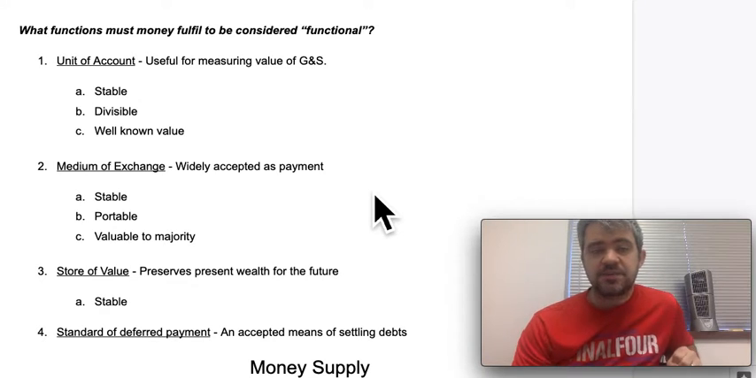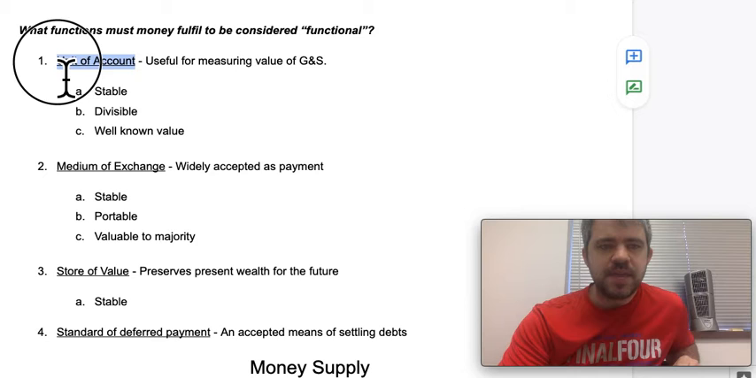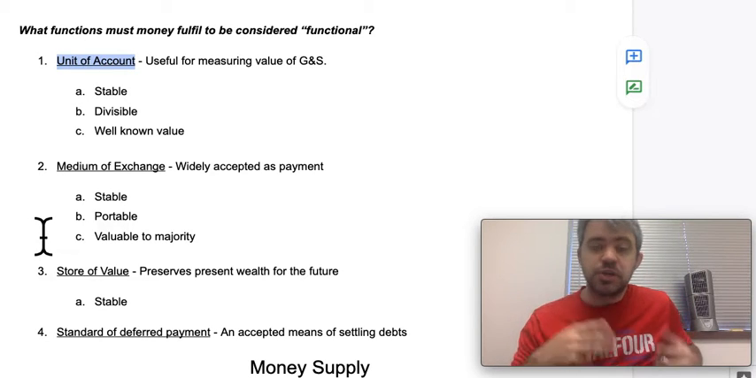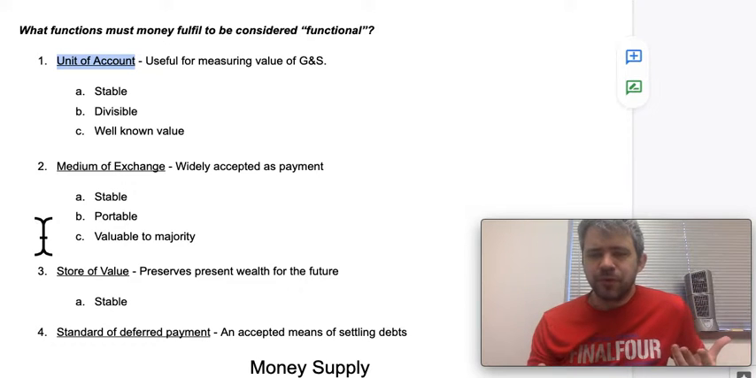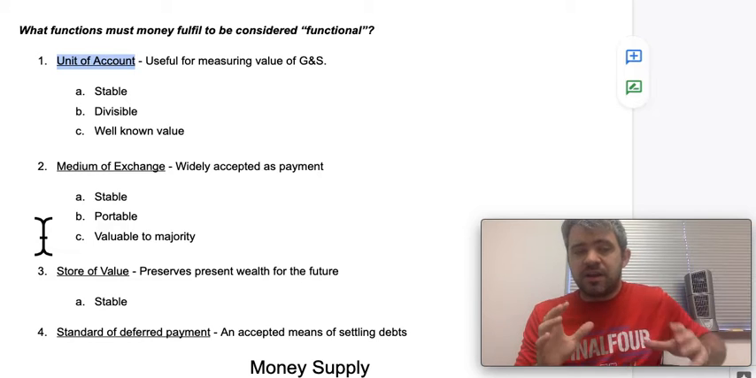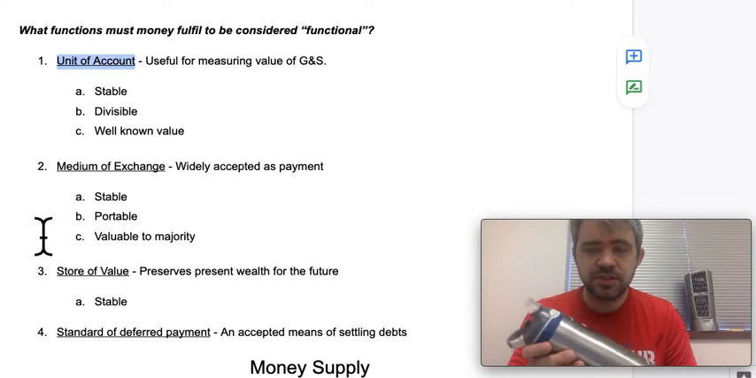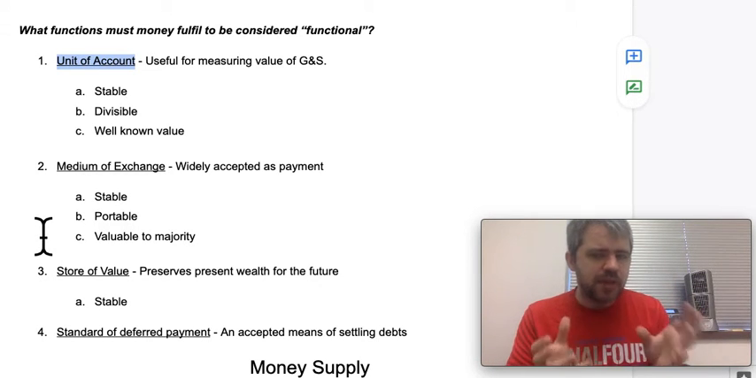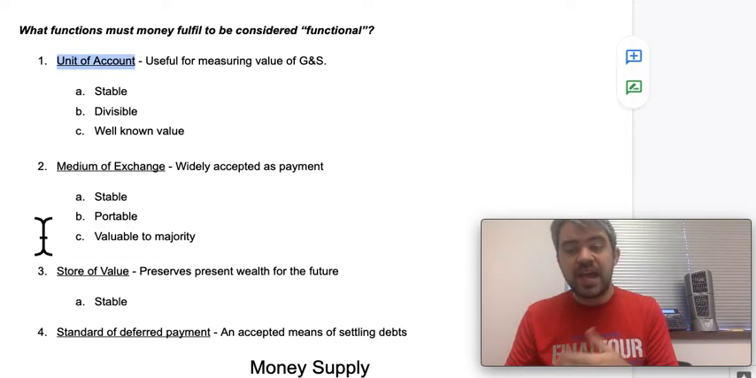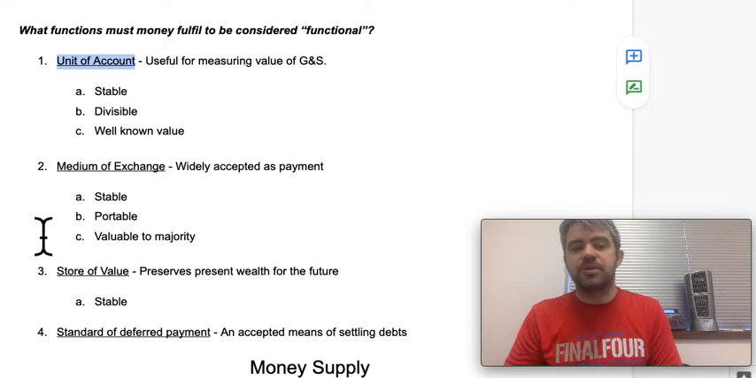So, the first thing it has to be is a unit of account. Now, basically, what this means is we're able to use it to see how much something is worth. So, for example, if I see this pair of headphones, this water bottle, a new car, I know how much they're worth, at least approximately, in dollars. So I can use it to measure how much something is worth.